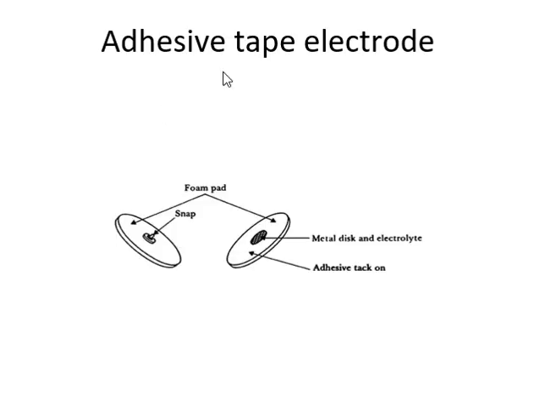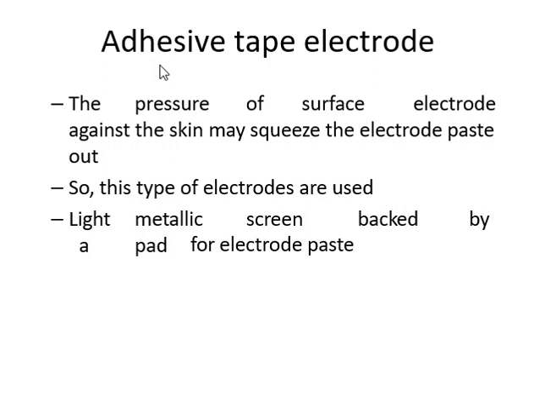And the next one is the adhesive tape electrode. This is the adhesive tape electrode. This part is called the foam pad. This is the snap. This is the metal disc and electrolyte. And this part is called the adhesive tape. Adhesive tape electrode.